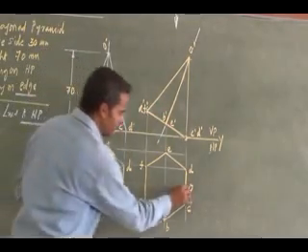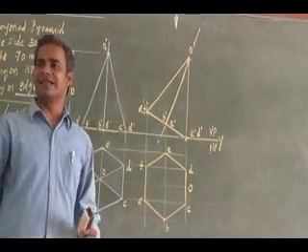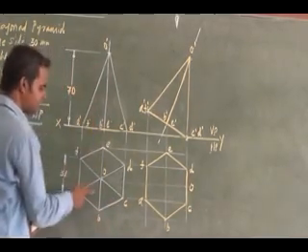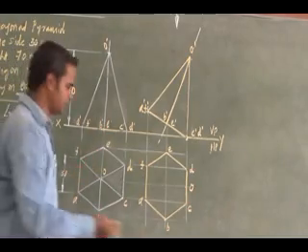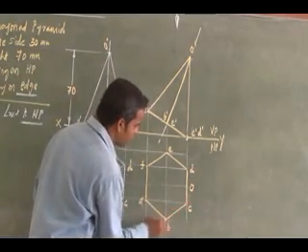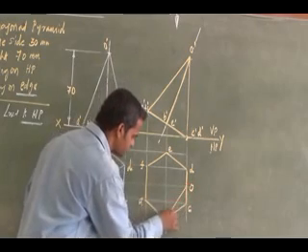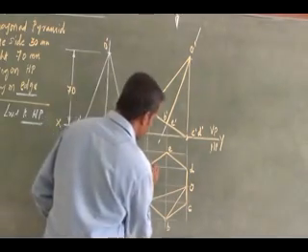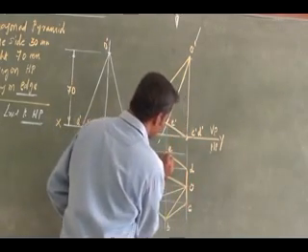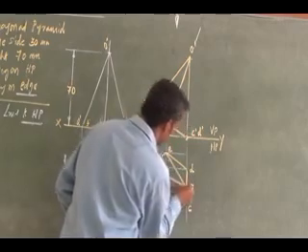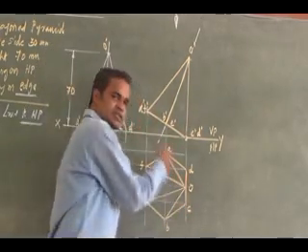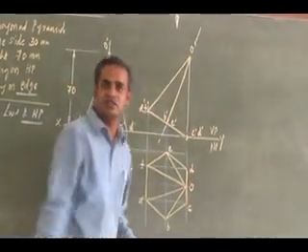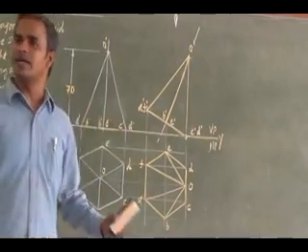Now this apex I have. So what about the slant edges? Is it visible or not? In this condition, how are all the slant edges shown? From B to O, the slant edge is visible. From A to O, visible. From F to O, visible. From C to O, visible, coinciding on the base itself. From D to O, visible, also coinciding on the base edge itself.